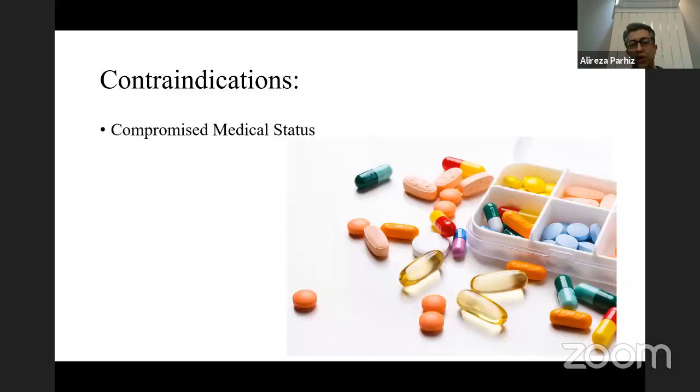In most patients who have an impacted tooth for surgery, they also have some compromised medical status. As age increases, the incidence of cardiovascular disease, pulmonary disease, and any other situation in which the medical status of the patient is compromised will increase. So it's better not to do surgery in patients who are older than 35 years old and who also have some medical problems that make the surgery much more difficult.